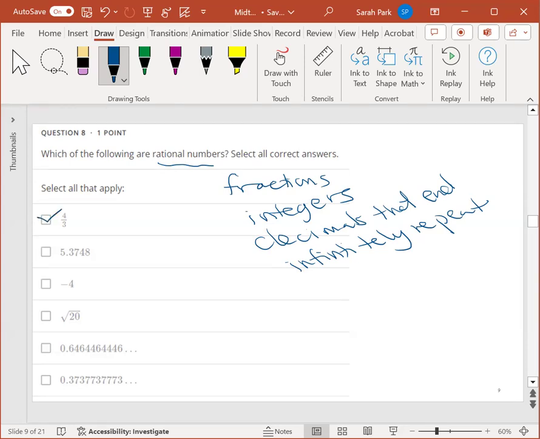So, okay, 4 over 3 is one of them. 5.3748, this is a decimal that ends. Then we have integer, negative 4. Square root of 20 is not one of them, so we are not going to have that. We have 0.646446, so this is not repeating. So we don't want to do that. And then 0.373, that's not repeating. And so the only rational numbers here are 4 over 3, negative 4, and 5.3748.